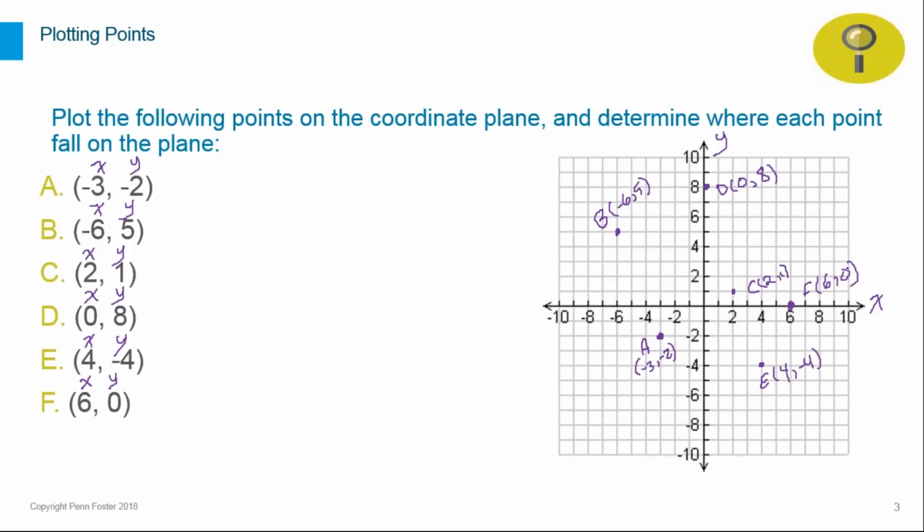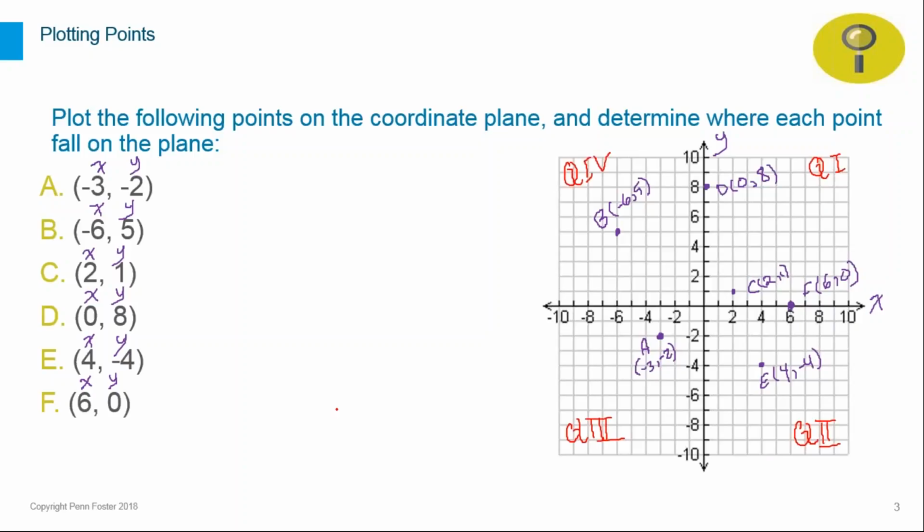Now the question on the top says, on which section of the plane does each point fall? So basically the question is asking you to determine or name the quadrant that each point falls into. Since we know how to label our quadrants by now, let's put the quadrant numbers and then determine which points are in which quadrants, and that's 3, and then that is 4.